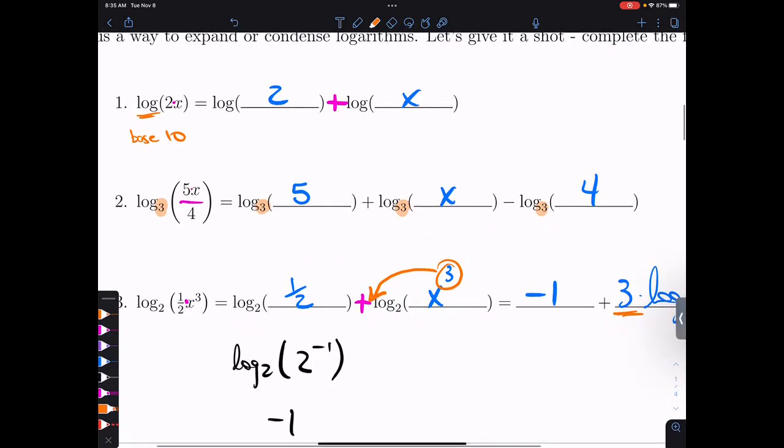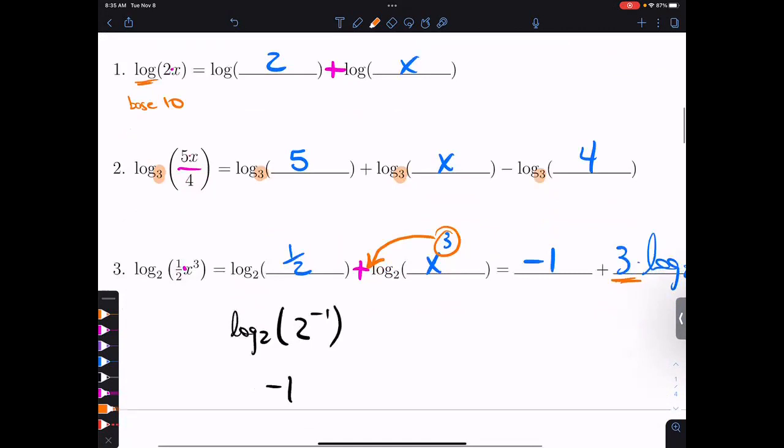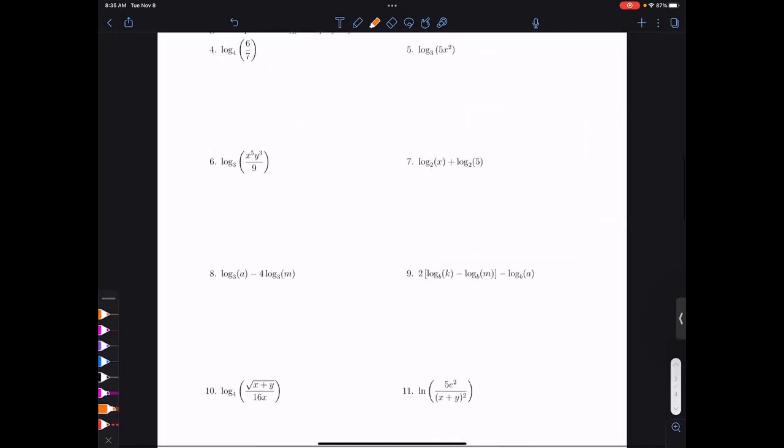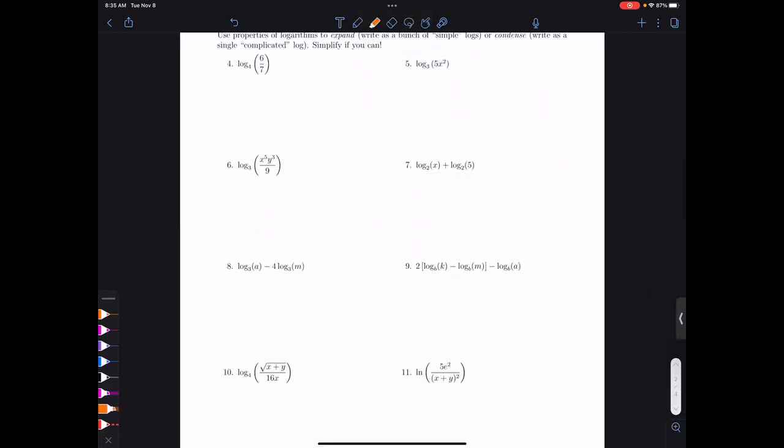If you're adding, that means that when you combine them into a single logarithm, inside there you're going to be multiplying those things. So 5 times x. And if you're subtracting, it means you're going to divide inside the log. So divided by 4, this becomes the log base 3 of 5x over 4. All right, so take 10 minutes or so and work some of those, talk about it with people around you, and we'll talk about a couple of them in a minute.